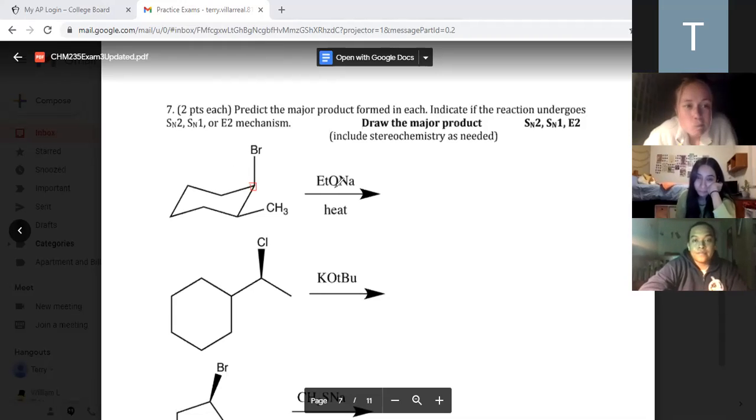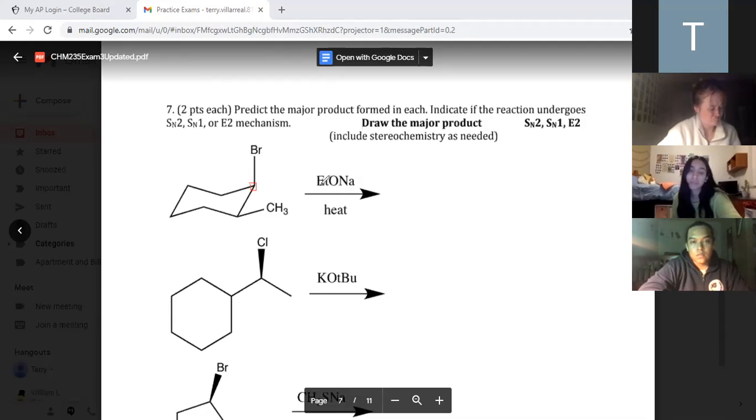Now we have EtO-Na. So is this going to be strong nucleophile, strong base, weak nucleophile, weak base, or if you can't distinguish strong or weak? We'll start there. Is it strong or weak? Strong. It's going to be strong. Is it a strong nucleophile or a strong base? Nucleophile. I'm going to be very upset at you guys if you don't get this right for one very important reason.